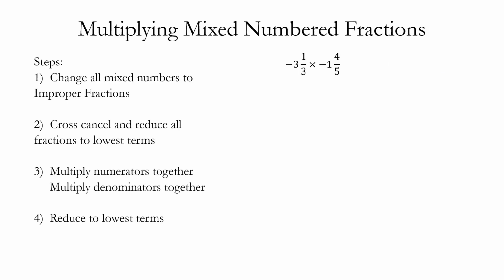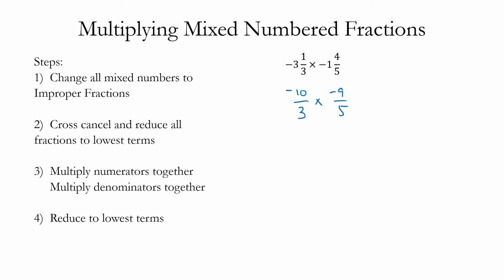All right. Looking at mixed number fractions. So looking at these, I've changed the mixed numbers into improper fractions. So I'm going to do 3 times 3 is 9 plus 1 is 10. So that's negative 10 thirds times 1 times 5 is 5 plus 4 is 9. So negative 9 fifths. Now I'm going to see if I can cross cancel.